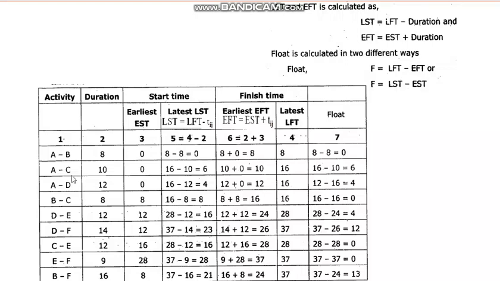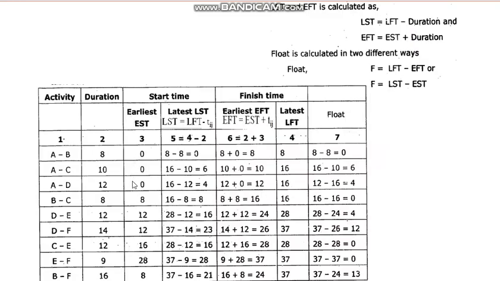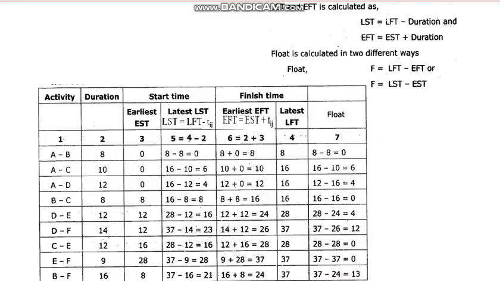Now similarly, if you come to AC, you see its earliest start time is 0. For AB it is 0, AC also 0, and AD also 0. For all three it is 0. That's why these are 0, but the durations are different. Now the latest finish times: for this activity it is 8, for this activity 16, for this activity 16. So that's what we have written here, 8, 16, 16.